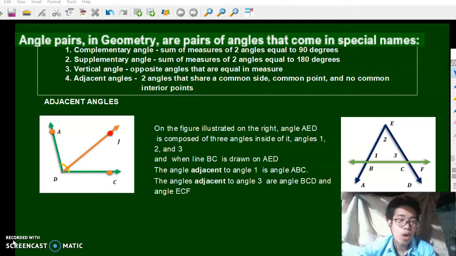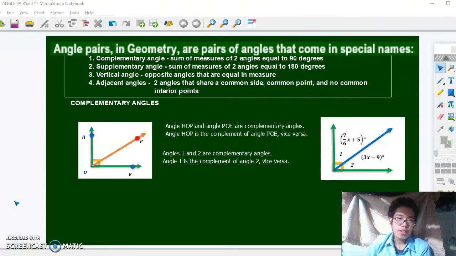Okay, and they also have no common interior points, so that's why they are adjacent angles. Okay, so moving forward with complementary angles.